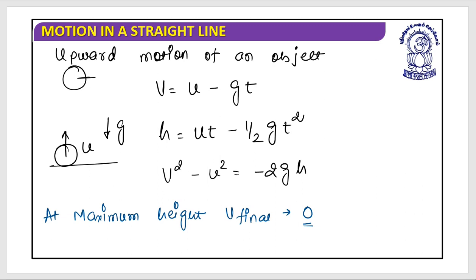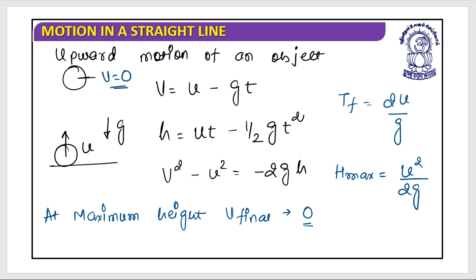These are the relations for the upward motion, and from this we have two very important relations. One is the time of flight, 2u by g, and the other is the maximum height, h is equal to u square by 2g. I hope these things are clear to you. Now this is the location where final velocity would be 0.